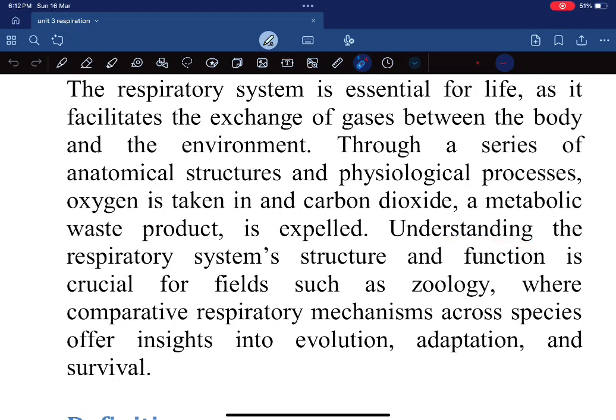Understanding the respiratory system's structure and function is crucial for fields such as zoology, where comparative respiratory mechanisms across species offer insights into evolution, adaptations, and survival.